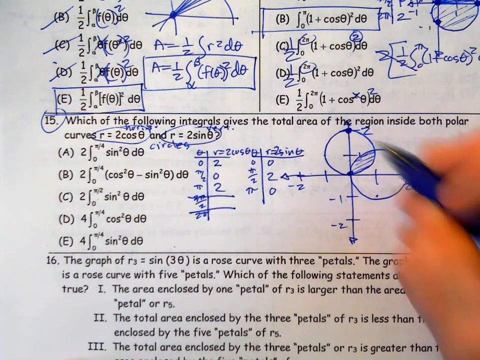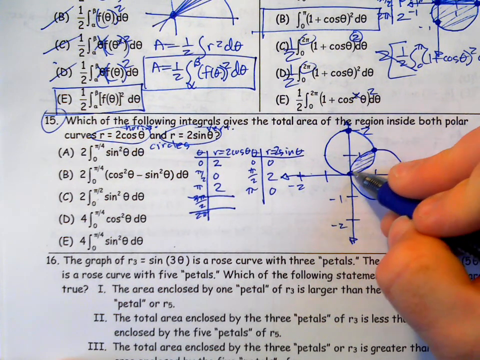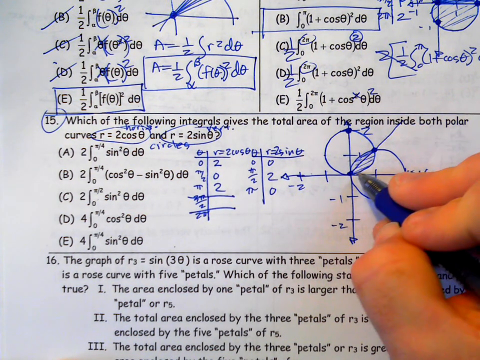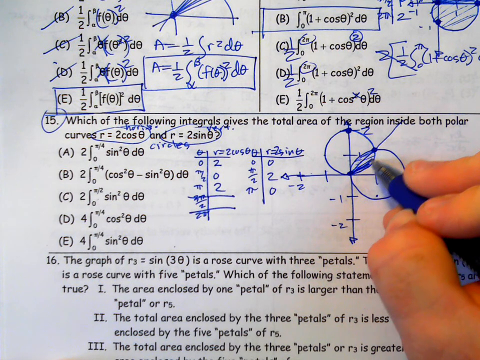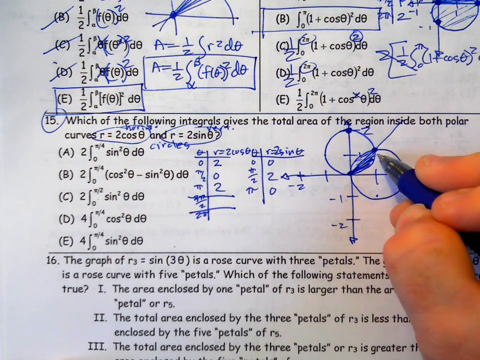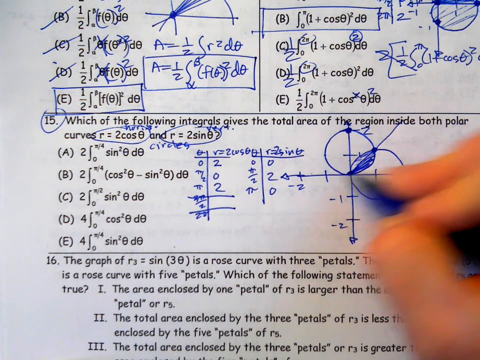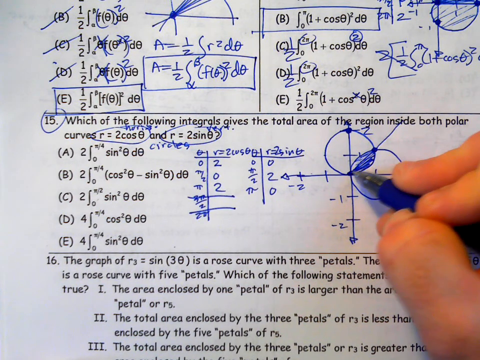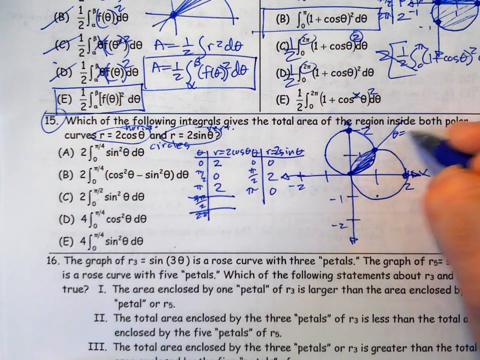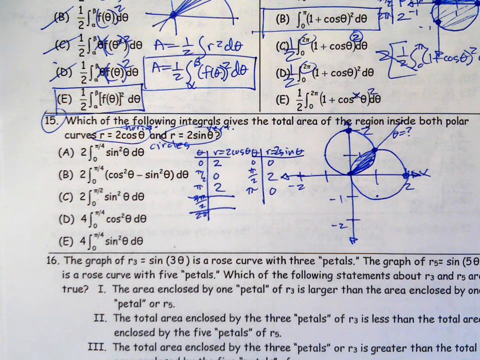Now, what we have to do is find the intersection and cut it there, because the way the area works is it slices it like this. And so we're going to have to integrate one circle to get this area. That's the vertical circle. And then integrate the other one to get this one. So we've got to figure out what this angle is, because that's going to be one of our limits.